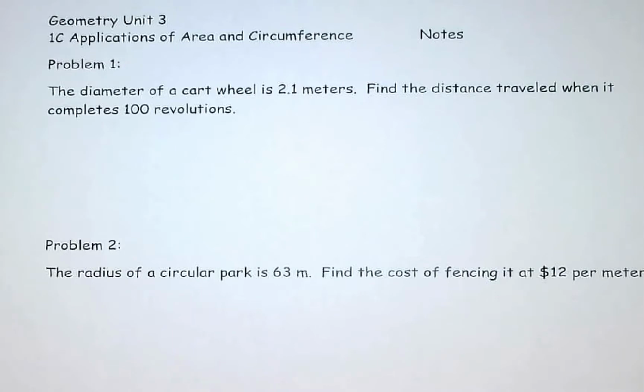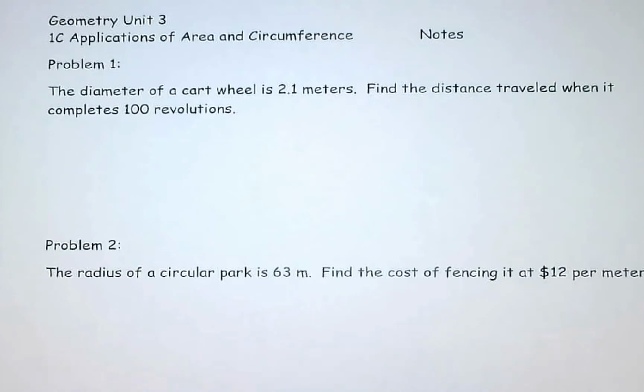Okay, in the last lesson we learned about just the formulas and how to actually calculate area and circumference. This lesson is more on how those things would be applied with some daily life things. Okay, so I'm just going to go through a couple examples here, and that should give you some indication of what you need to do for your practice.